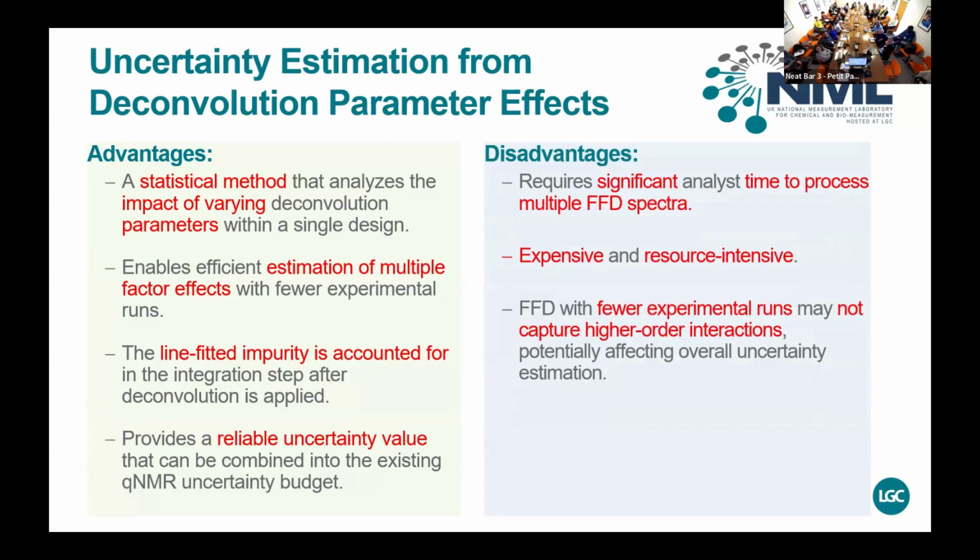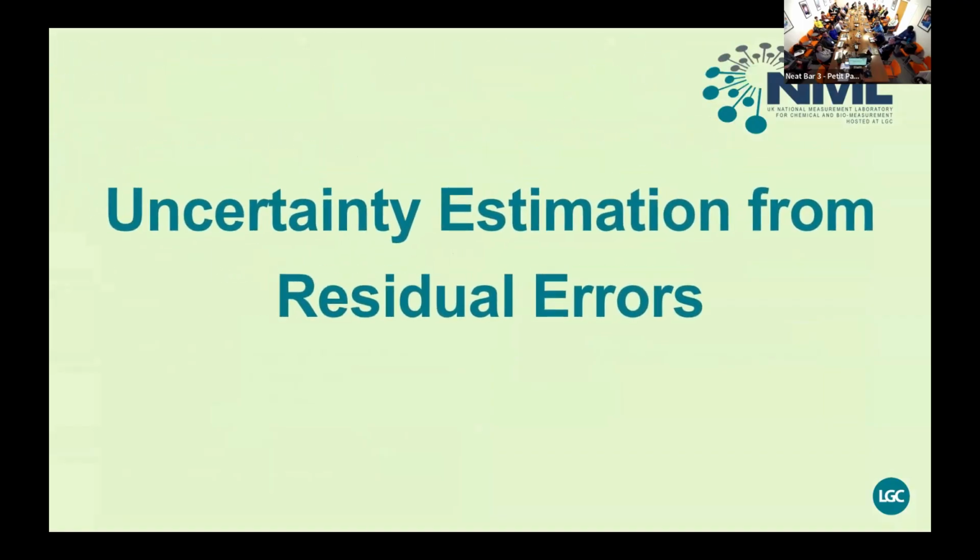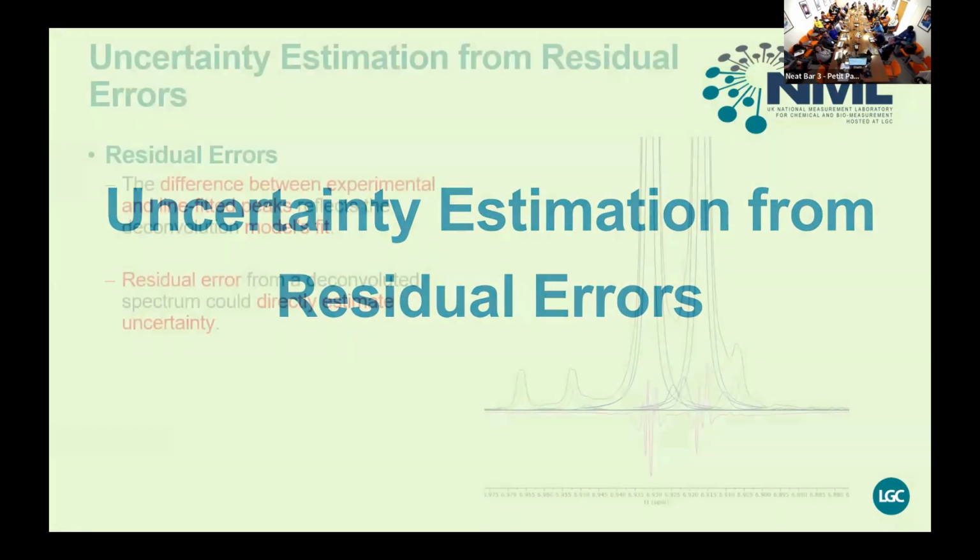Also, because this is only a fractional factorial design, there could be some parameters that we didn't include, so it could affect the overall uncertainty estimation. Okay, so moving on, now I'm going to talk about uncertainty estimations from the residual errors.